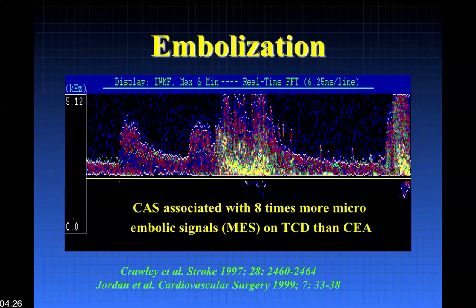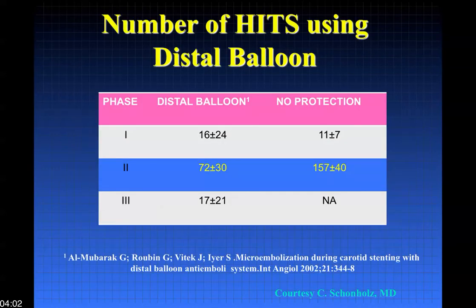Embolization clearly can occur, but hits can be caused by a number of other things. With the more sophisticated, newer TCD devices, it is possible to separate out artifacts or air or other types of bubbles that could come from contrast or other things from true embolic changes. And it's been identified that stenting is associated with 8 times more microembolic signals, as you see here, than with carotid endarterectomy, which I showed you earlier.